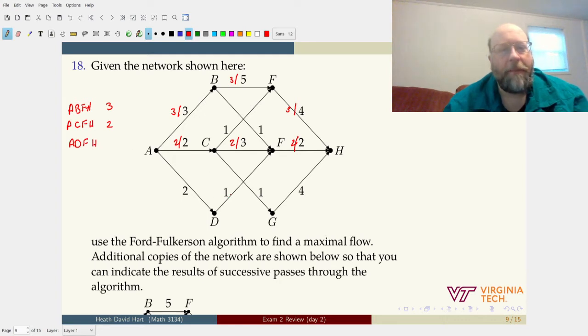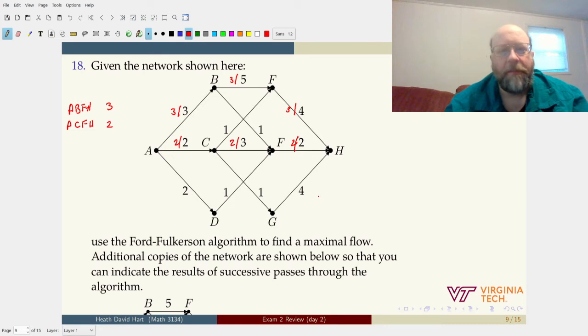My bottleneck capacity is 0 because I can't go from F to H. Sorry, that's not a good example here. So what else could we do? We can't go up from A to B. We can't go from A to C. If we go from A to D, we have to go on to F, and then we would have to go on to H. And so I think we're done.